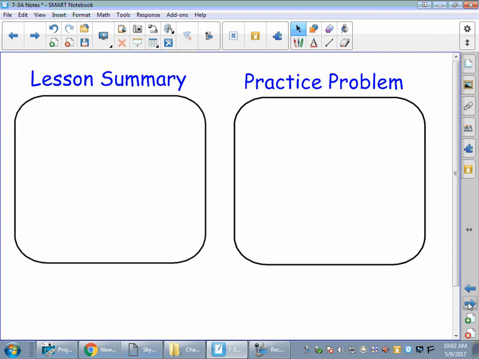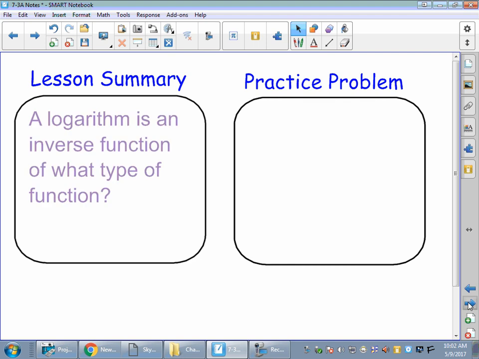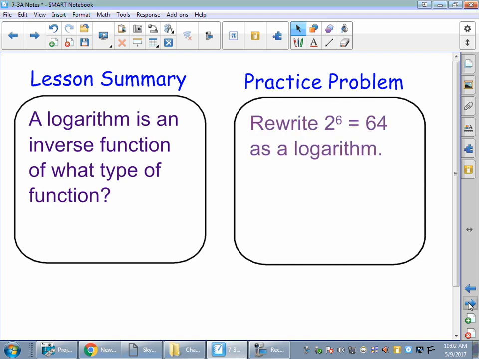So pretty simple. A logarithm is an inverse function of what type of function? And for your practice problem, I want you to put 2 to the 6th into logarithmic form. Good luck.